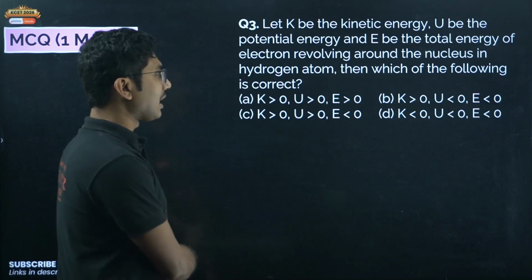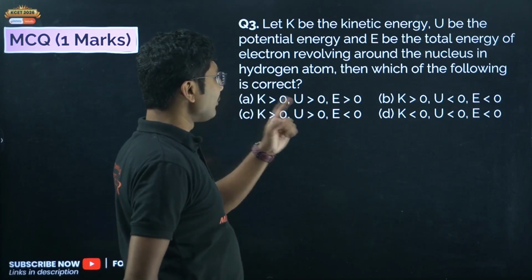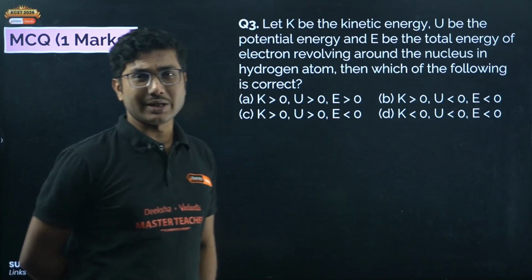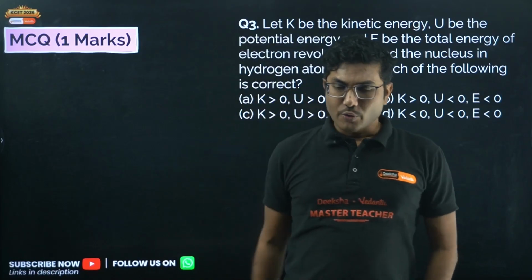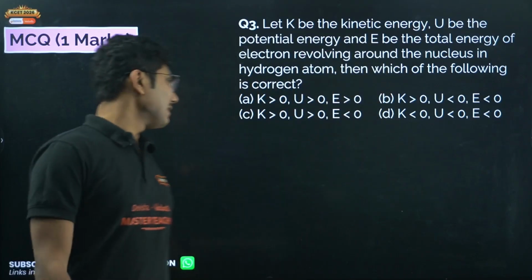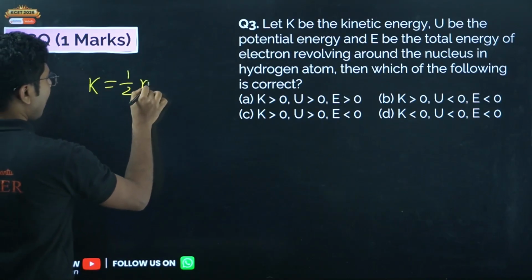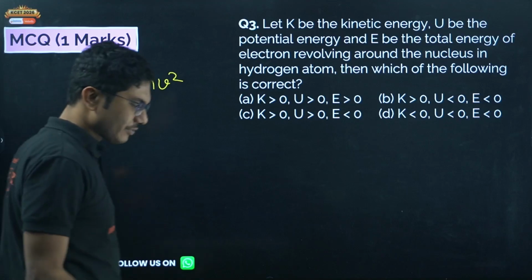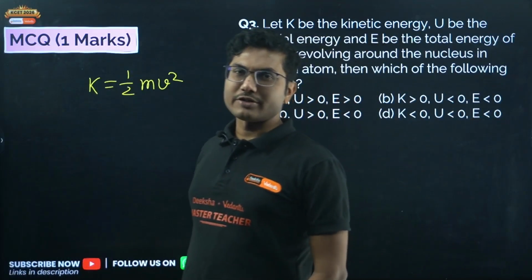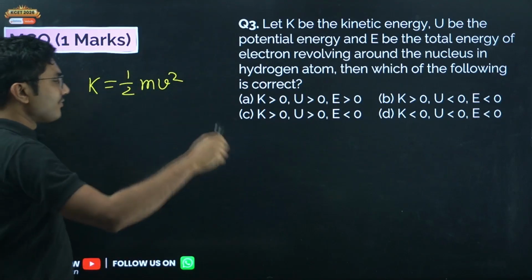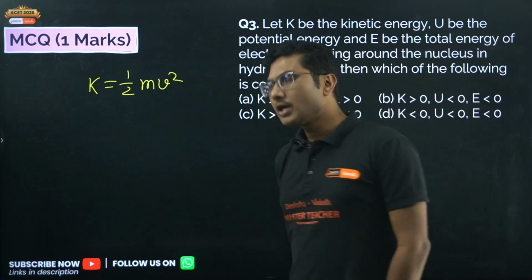Next, let K be the kinetic energy, U be the potential energy, and E be the total energy of the electron revolving around the nucleus in hydrogen atom. Then which of the following is correct? K greater than 0, U greater than 0, E greater than 0. Let us understand about the energies. Total energy we already realized is negative. Kinetic energy for any object is given by half mv squared. This is true for electrons as well. Mass cannot be negative, and even if velocity is negative, the square of velocity cannot be negative. That means half mv square is always positive. So that's why we say that kinetic energy is always positive.